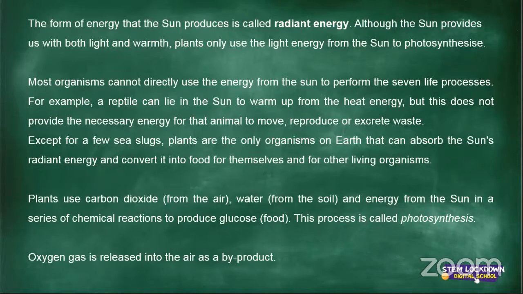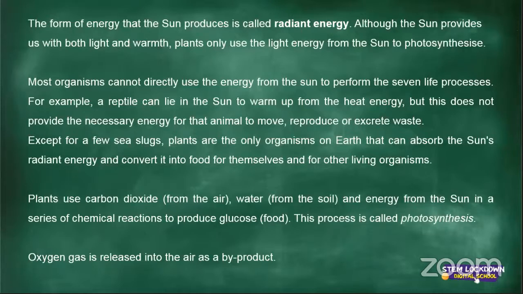So we only get energy from the food that we eat, and neither does the sun provide energy to reproduce or to excrete. Now, except for a few sea slugs, plants are the only organisms on Earth that can absorb the sun's radiant energy, and they convert this energy into food. And this food basically feeds all living organisms. So it's very important to take care of our plants because this is what is giving us food. It's also giving animals food, so plants feed animals indirectly because the animals eat the plants.